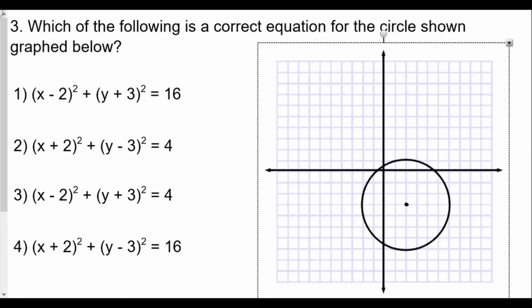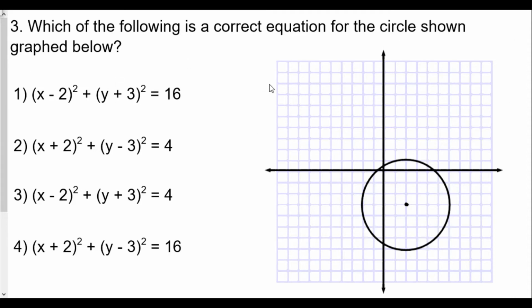Question number 3. In this question, which of the following is the correct equation of the circle below? We're going to take a look at the center of the circle. Our center looks to be at (2, −3). So h, k equals (2, −3).